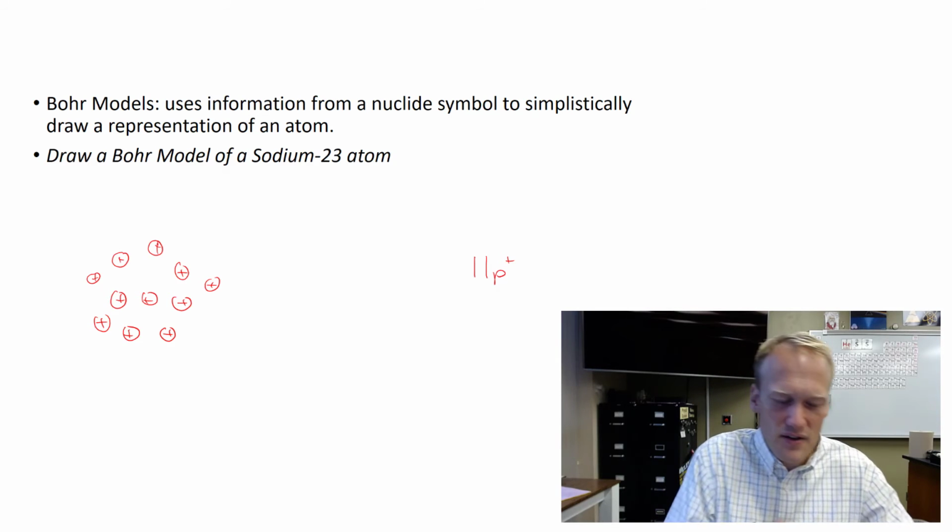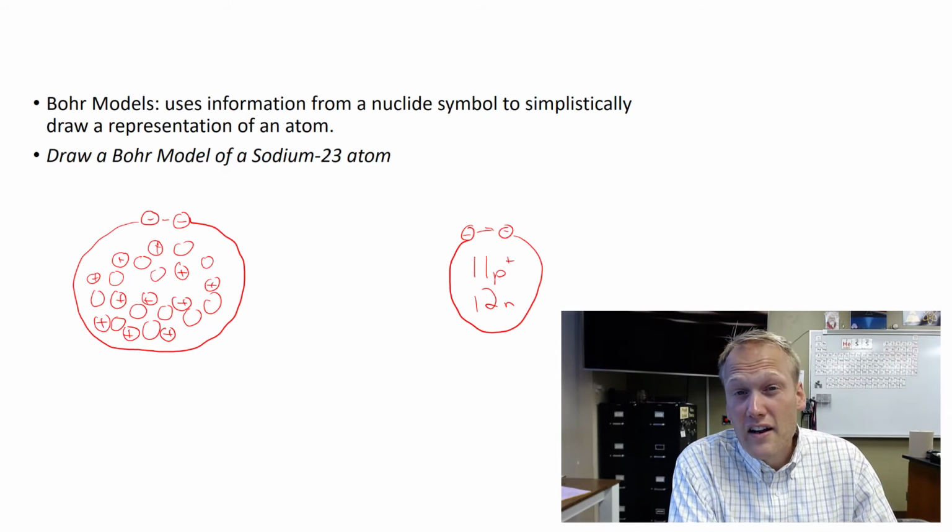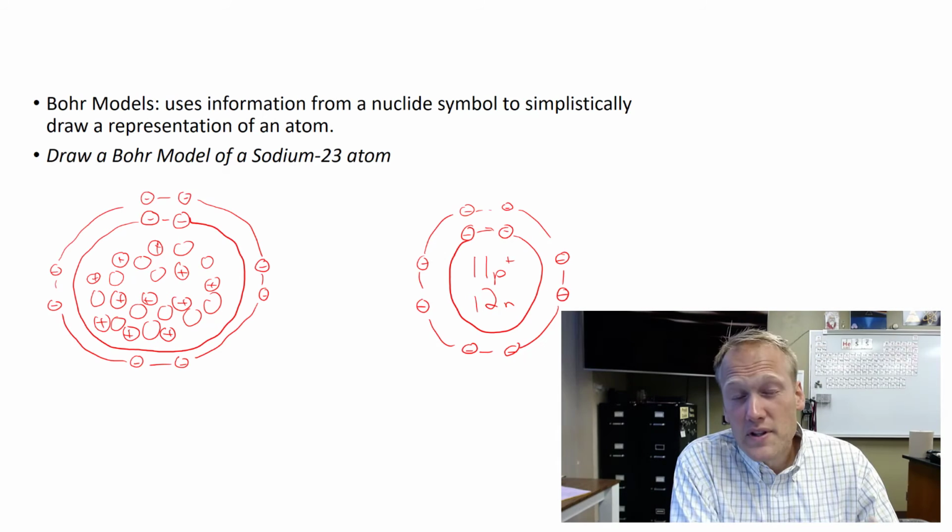So let's draw 12 neutrons. For the time being, we're going to assume all our atoms are neutral. They are not ions. And so because of that, we're going to put 11 electrons around the nucleus. The first energy level will have 2 electrons. The second energy level can hold 8. So at this point we have 10 total electrons, which means we need 1 more in the third energy level.